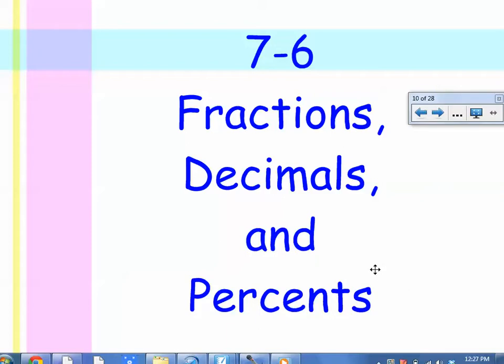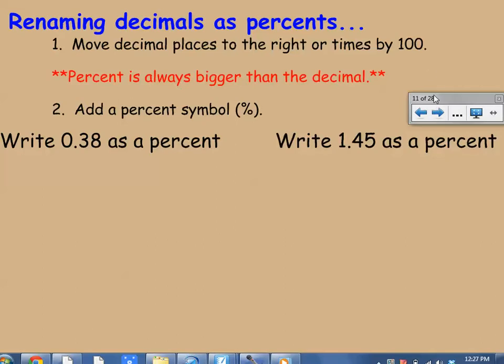So today we have to talk about how to change decimals into percents and fractions into percents, since yesterday we learned how to go the other direction. So let's start with the easier one first. Let's first talk about how to rename a decimal as a percent.